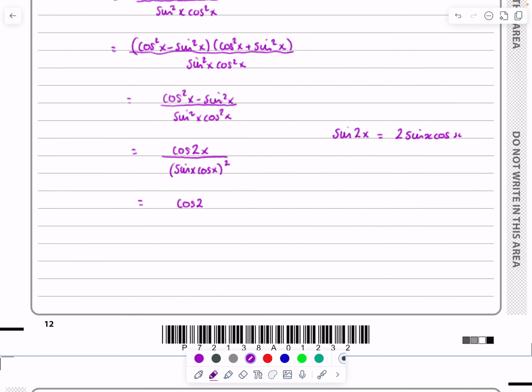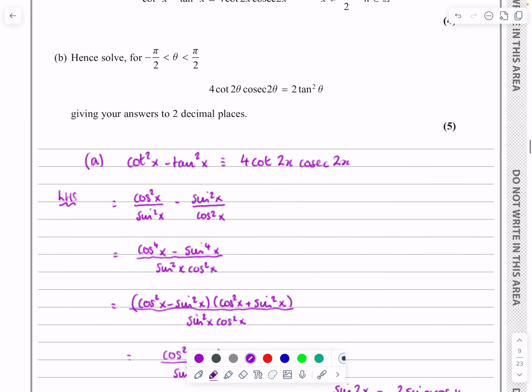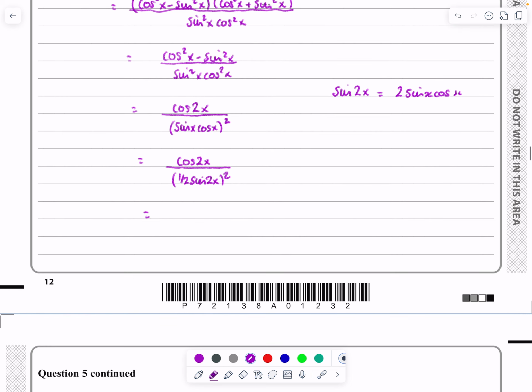So I've got cos 2x all divided by, and I think that this is a half sine 2x all squared. And now I bet I'm not too far away from actually getting it to be cot and cosec and the 4's in there. So just take my time. I'm excited, but I don't want to lose any steps here.